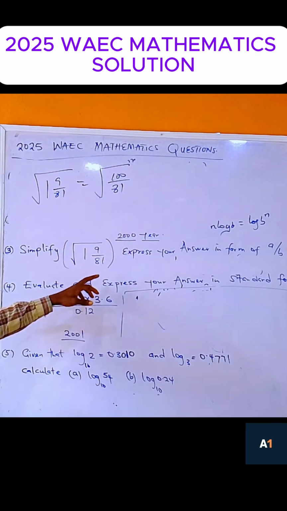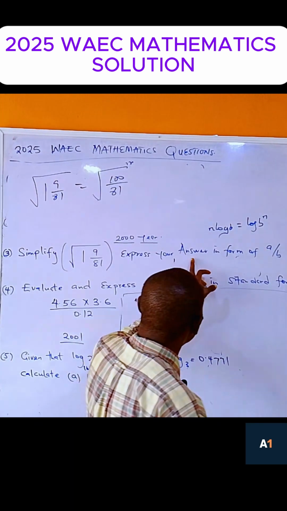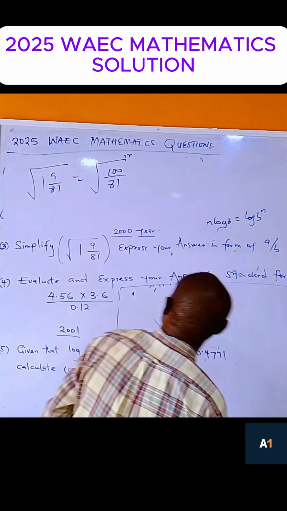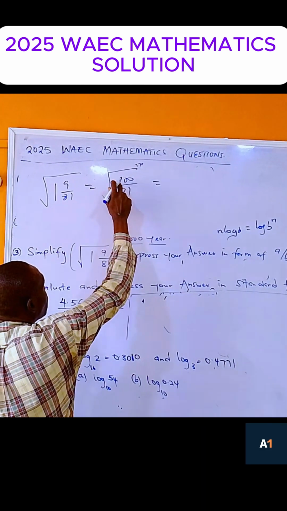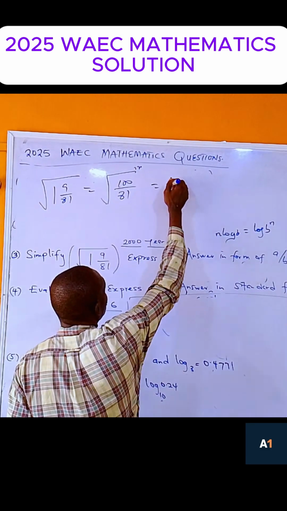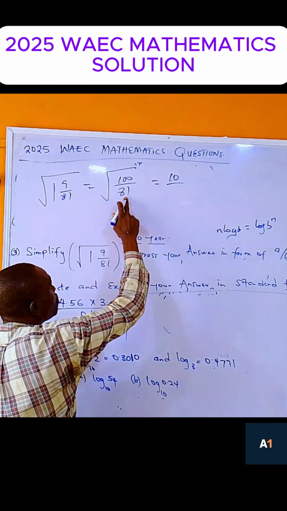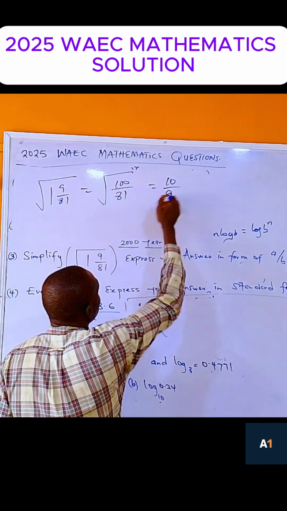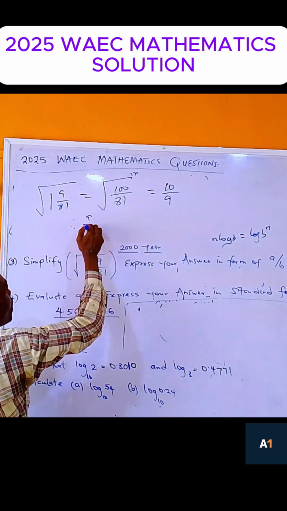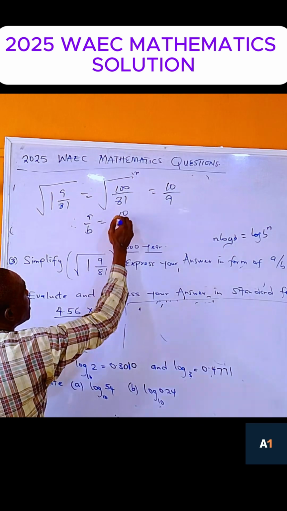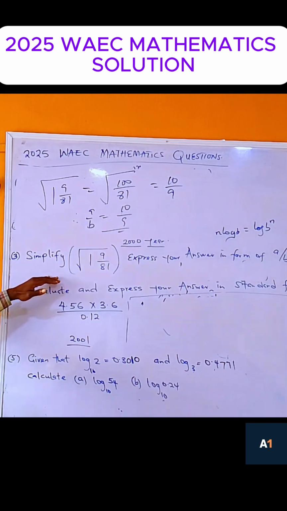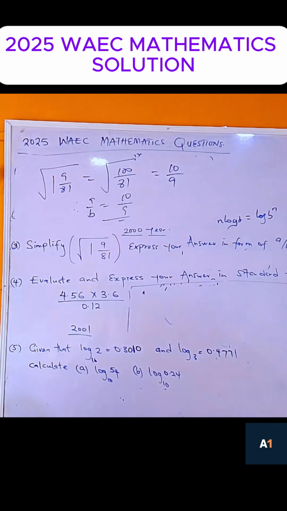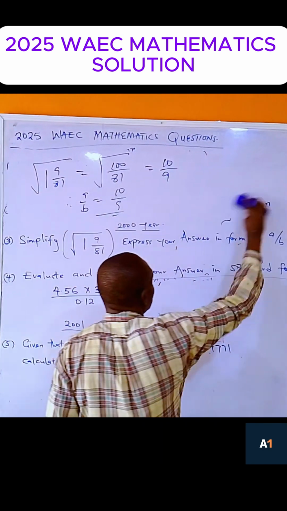And the question says that you express your answer in the form of A over B. Now, what is the square root of 100? The square root of 100 is 10. What is the square root of 81? It will give you 9. So therefore, in the form of A over B, the answer is 10 divided by 9. So here is the answer for this simplification. So now I hope you grab this one. So you can download it, as always.